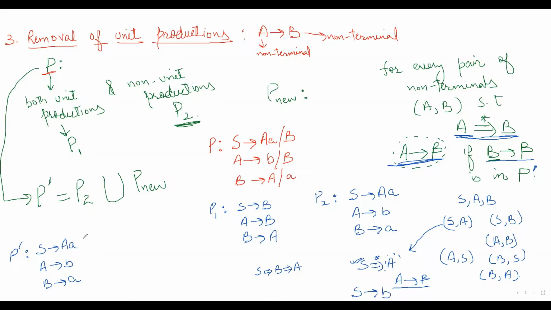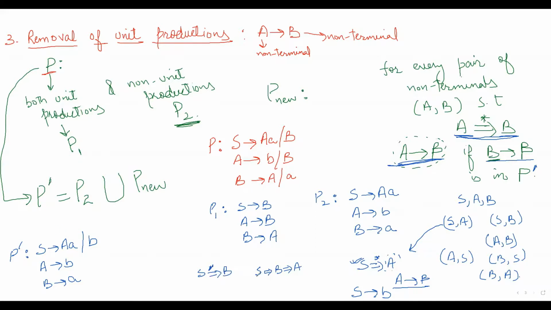So we have to add this production as well. S gives B. So this is S gives B. So this one is completed. Now you have to check S gives B. Does S generate B in one or more steps? Yes. Here, S generates B.